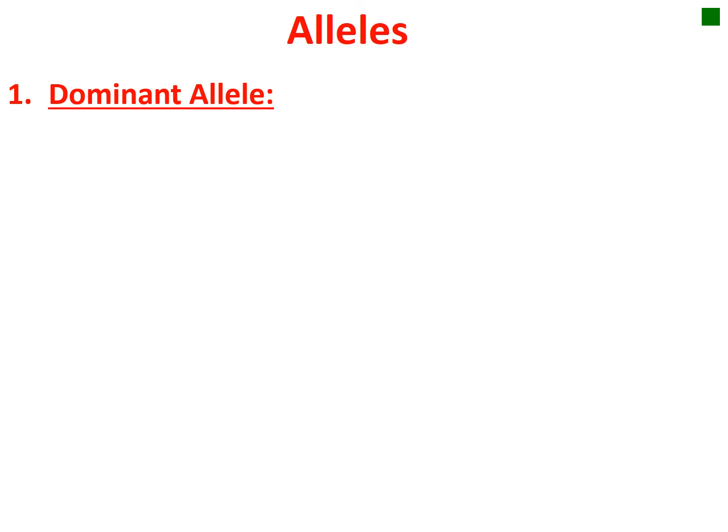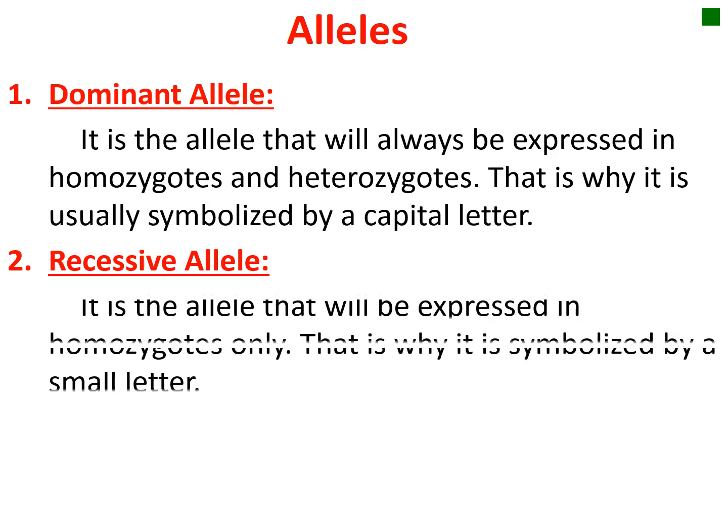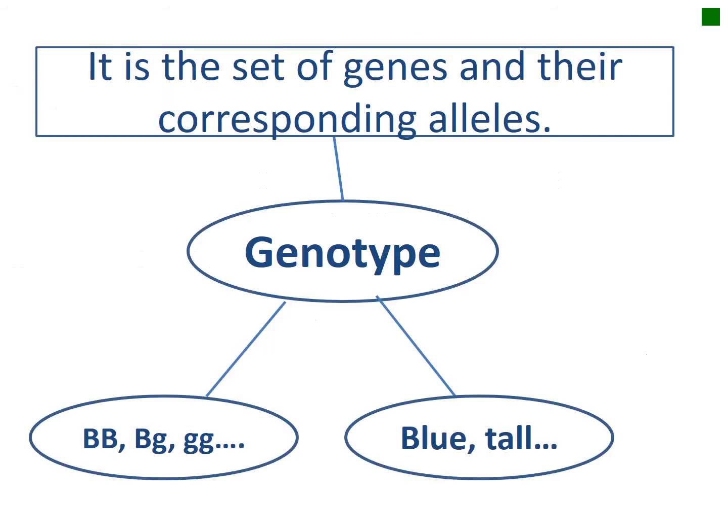Alleles: we have dominant and recessive alleles. The dominant allele is the allele that always expresses, either in the homozygous or heterozygous case. That's why it's usually symbolized by a capital letter, while the recessive is only expressed in the case of a homozygote. So that's why it's symbolized by a small letter.